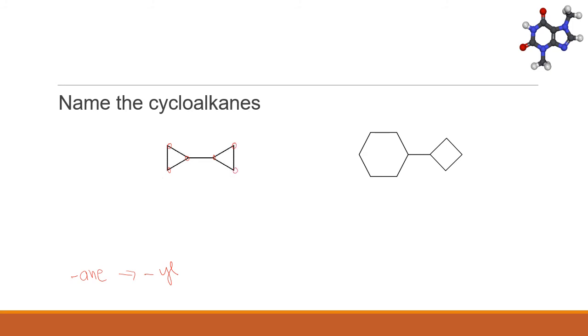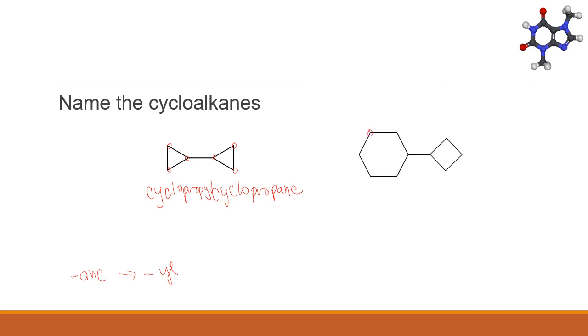3 carbons. A 3-carbon cycloalkane is cyclopropane. Since both of them have the same number of carbons, it doesn't matter which side becomes the parent chain. We simply change the name of the other cycloalkane to the il form, which is cyclopropyl cyclopropane.